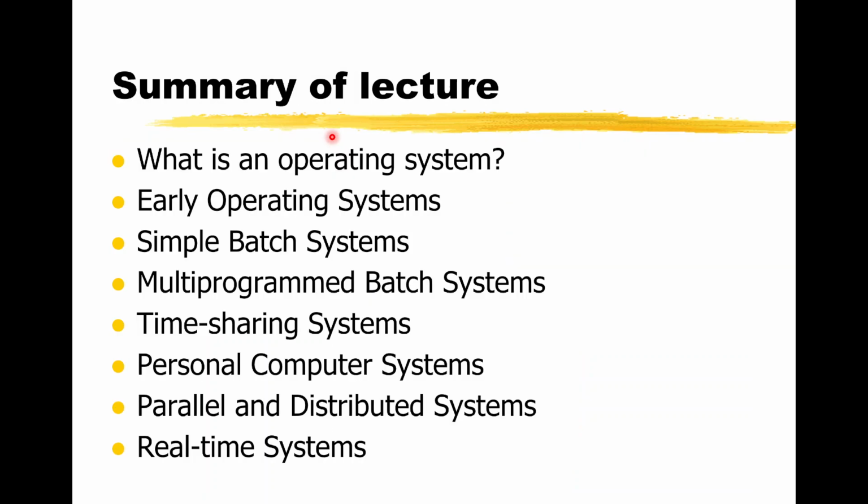So we have been able to study what an operating system is. We have looked at early operating systems. We have looked at simple batch systems, multi-programmed batch systems, time-sharing systems, personal computer systems, and parallel and distributed systems. Right. So these are some of the things we have discussed.